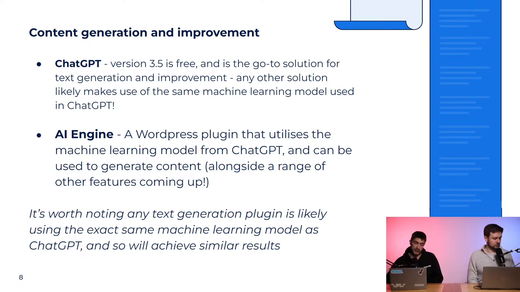And again, we've already said that they're most likely going to be using ChatGPT anyway. So it's probably the least beneficial for having an app, or even a plugin, for content generation. This is definitely one where you can very easily get the content you need, improved or generated, within ChatGPT and just copy it over. It's very simple just to put that into your website.